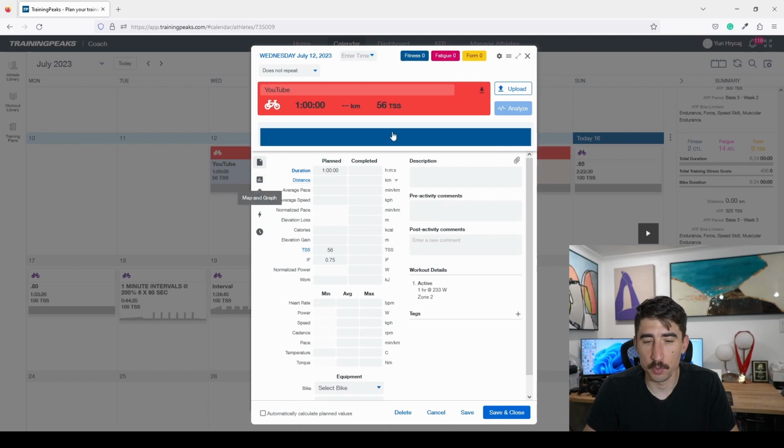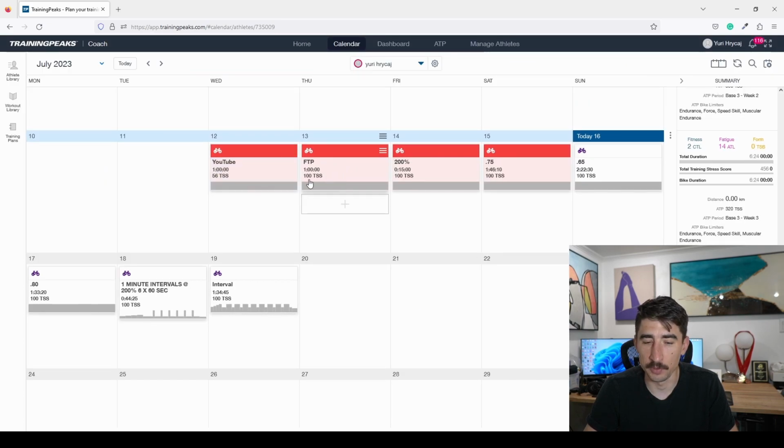So you can see for this workout here, we've done an hour at 75% of our FTP, and we have got a score of 56. The next workout here, we've gotten a score of 100, and actually for every workout in this calendar, we've scored 100. We'll get back into that in just a second, but I just want to show everyone where you can find this number inside of Training Peaks.